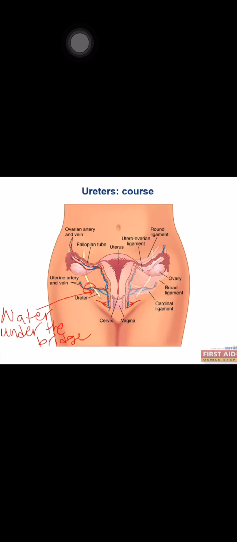Another anatomical fact that can be tested is the arterial supply of the ureters. It's worth knowing that the upper third of the ureters are supplied by the renal artery, and the lower third is supplied by the gonadal and vesical arteries. Okay, so now let's finish with a flash quiz and a USMLE style question.